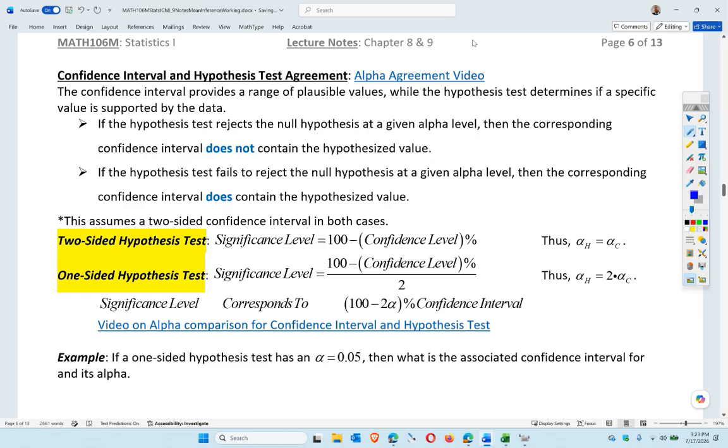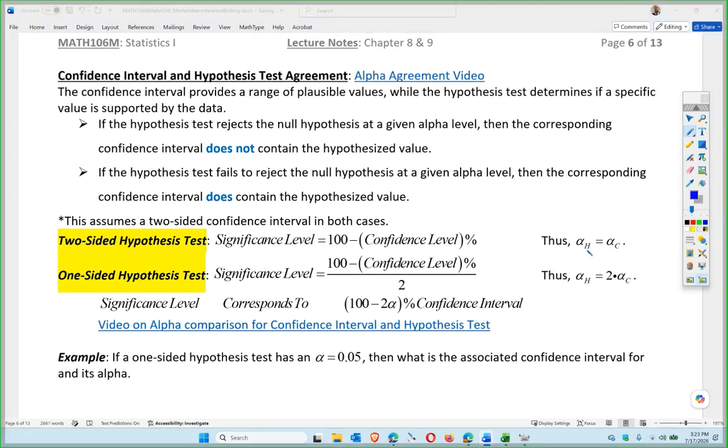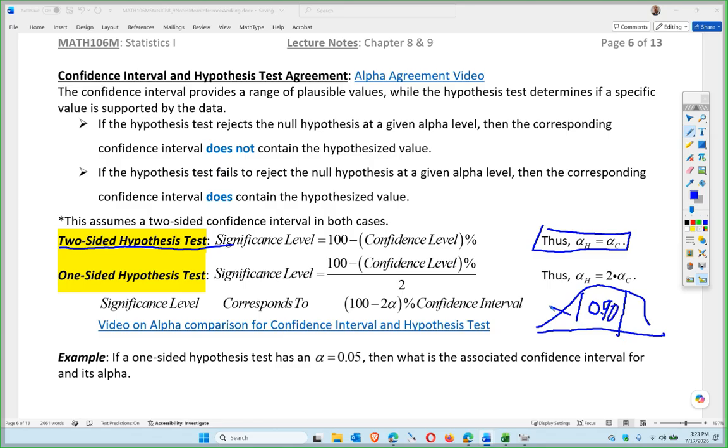Another thing you have to keep in mind is the values of alpha are not the same, so a lot of times they'll use these subscripts H and C for the alpha for the hypothesis test and the alpha for the confidence interval. If the hypothesis test is two-sided, they are actually the same as far as the value. However, a one-sided hypothesis test is not the same, right? Because if it's a confidence interval, let's say it's a 90% confidence interval, then you have half your alpha here and half your alpha here. So that's 0.05 and 0.05.